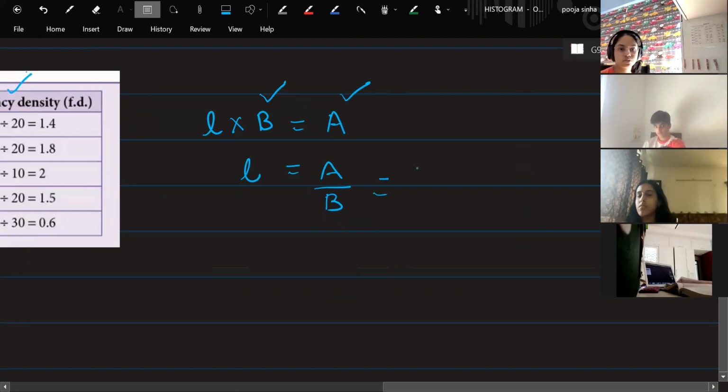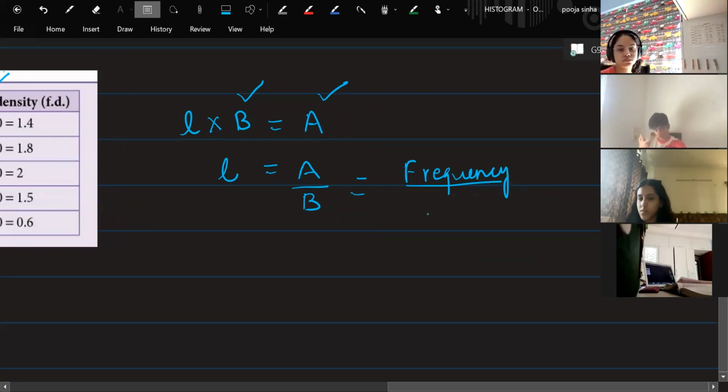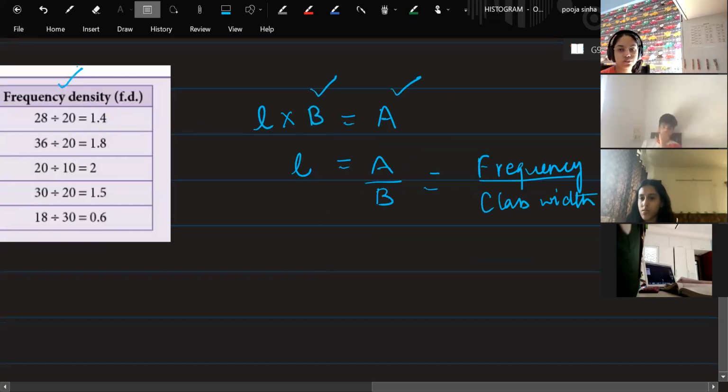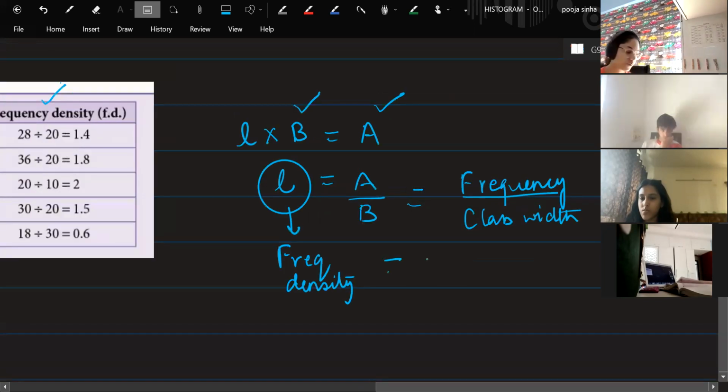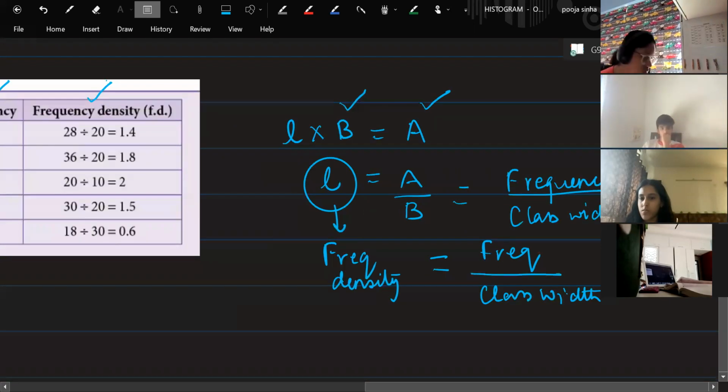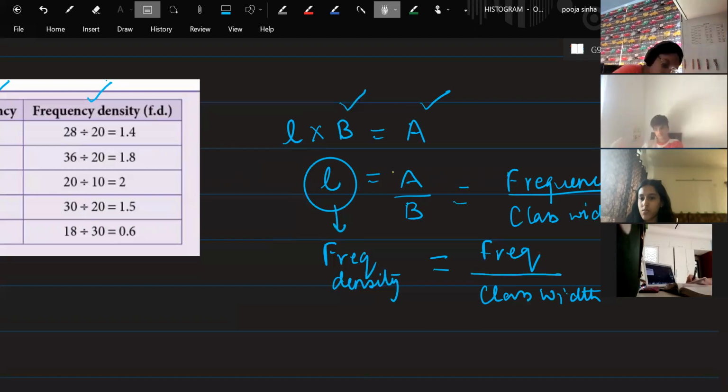Area was, say it again. Frequency. So frequency. And what was the breadth for me? Class width. So basically you're saying length is equal to frequency upon class width. And this length is nothing but the frequency density. So my formula would become frequency density is equal to frequency upon class width. Very simple. So applying this formula, what are we going to do?